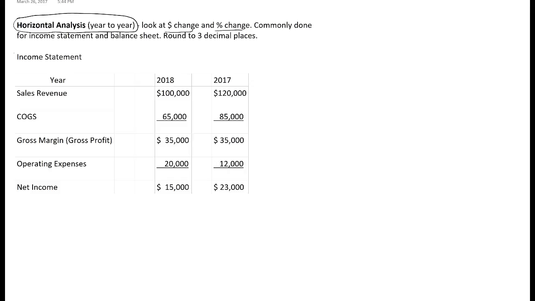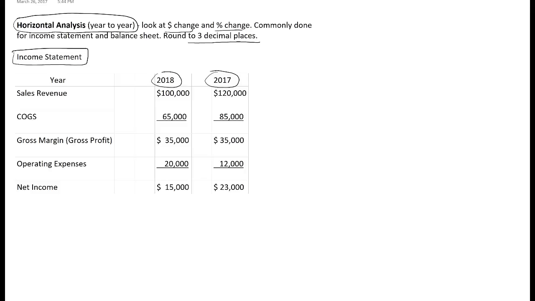What we have here is the income statement for 2018 and also 2017. And the question wants you to perform a horizontal analysis and to round your answers to 3 decimal places. So pause the video and complete the horizontal analysis. And once you're done, come back and compare your answers with that of the solution. So pause the video now.